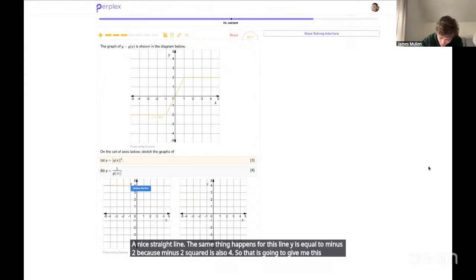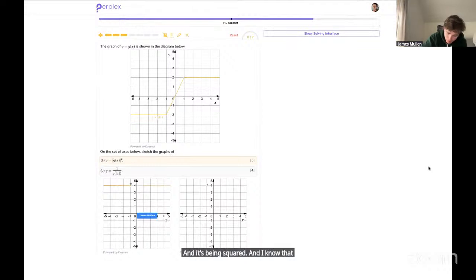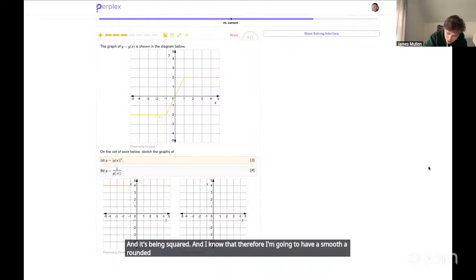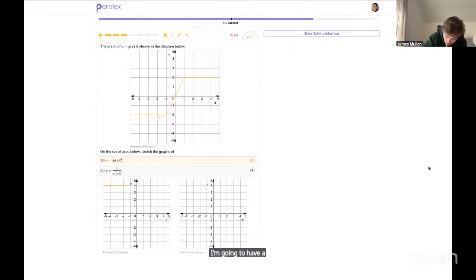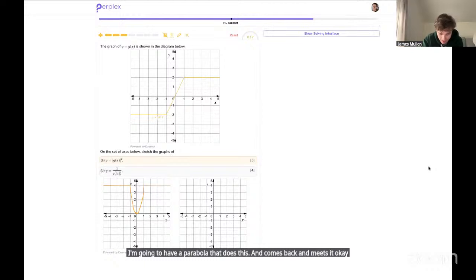Okay? Now, between those two, I have a straight line, and it's being squared, and I know that therefore I'm going to have a smooth, rounded x-intercept at 0. So what does it look like? I'm going to have basically a parabola that does this and comes back and meets it, okay? That is g(x) squared.